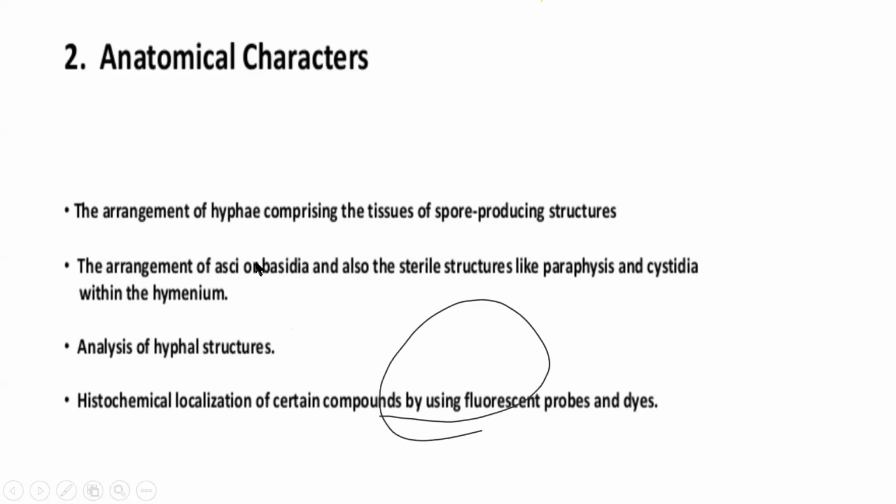basidiospores, how they are arranged. Okay. Then the hypha, what is the difference in hyphal structures? Okay, what is the difference in the septal pore? Some septal pores are simple pores, some are dolipore, some are multipore. Okay, so all these things I had discussed when I was talking about the general characters.